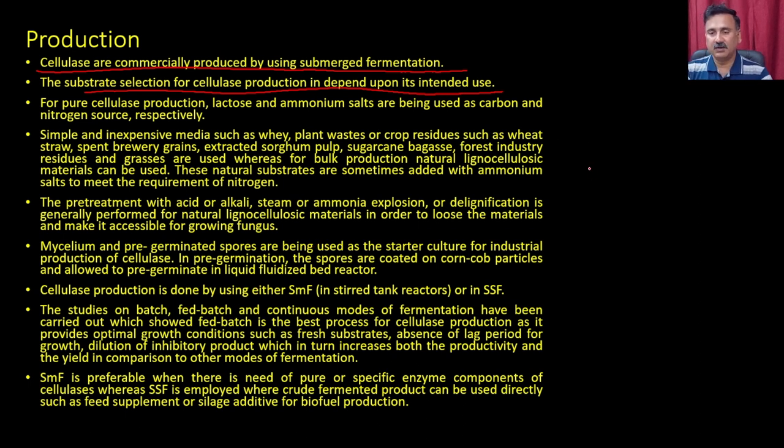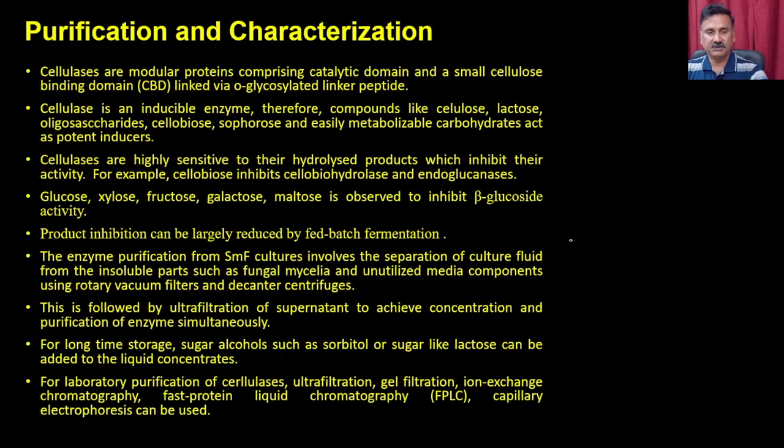Once you produce the cellulase in the organisms, you are going to isolate and characterize the cellulases. Cellulases are modular proteins comprising a catalytic domain and a small cellulose binding domain linked via O-glycosidic linker peptides. Cellulase is an inducible enzyme, therefore compounds like cellulose, lactose, oligosaccharides, cellobiose, sucrose, and easily metabolizable carbohydrates act as potent inducers.